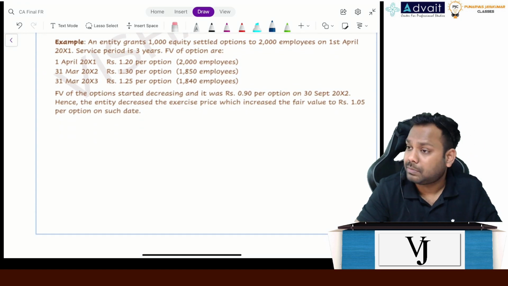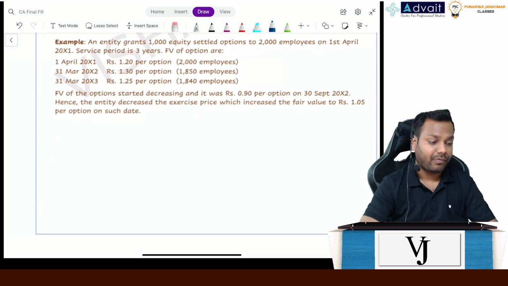Do you want to solve this example? A very easy one. Giving it 5 minutes time. Please solve it.